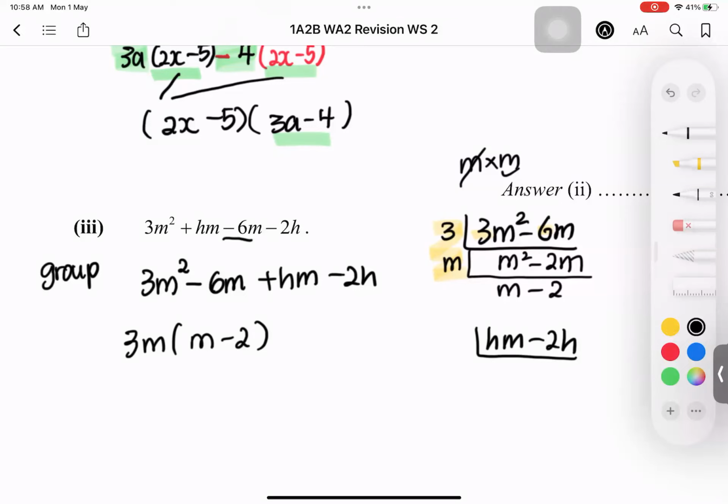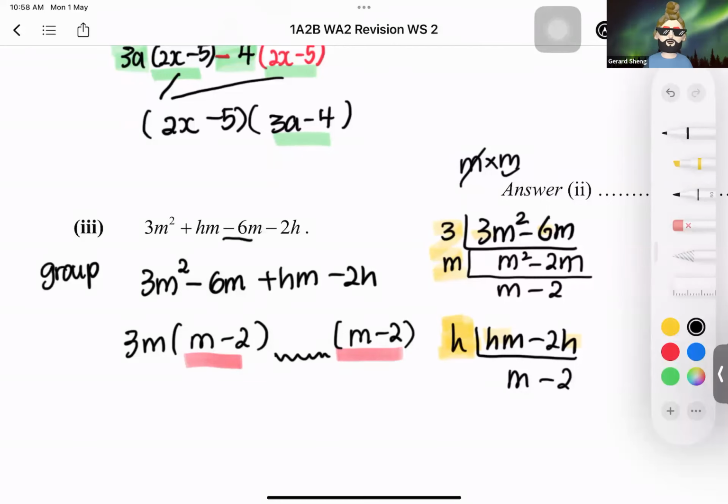What's the common factor over here? H. H, very good. So H, I'm left with m minus 2, right? So if this is m minus 2, I must make sure the one at the back also has m minus 2. Then let's see, what is the thing I need to put in front? What is this? H, right?